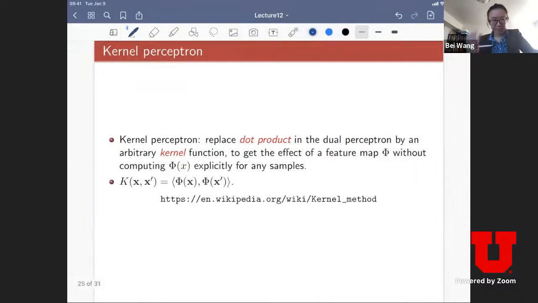before I talk about the whole algorithm, I need to define something intimate to kernels: replacing the dot product in the dual perceptron by an arbitrary kernel. Of course, we will define what a kernel is, but for the time being, let's think about a kernel that operates on two points and defines some sort of similarity between them.